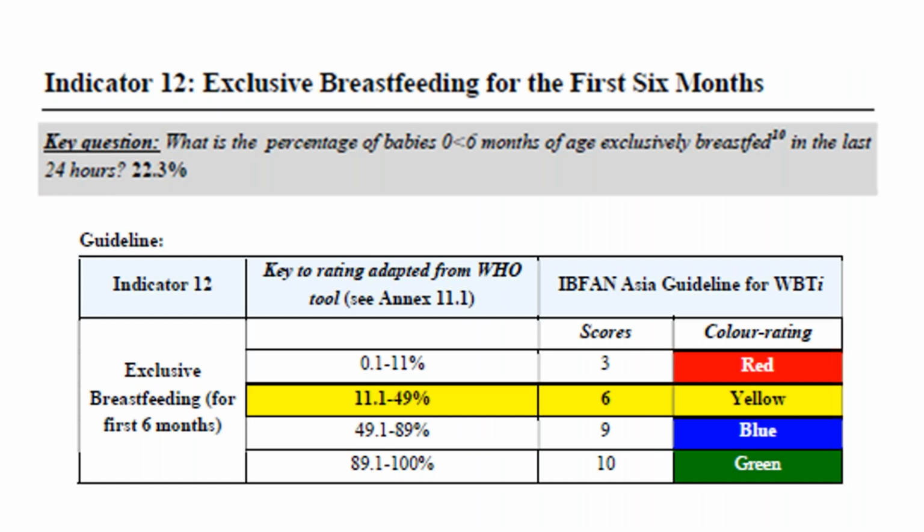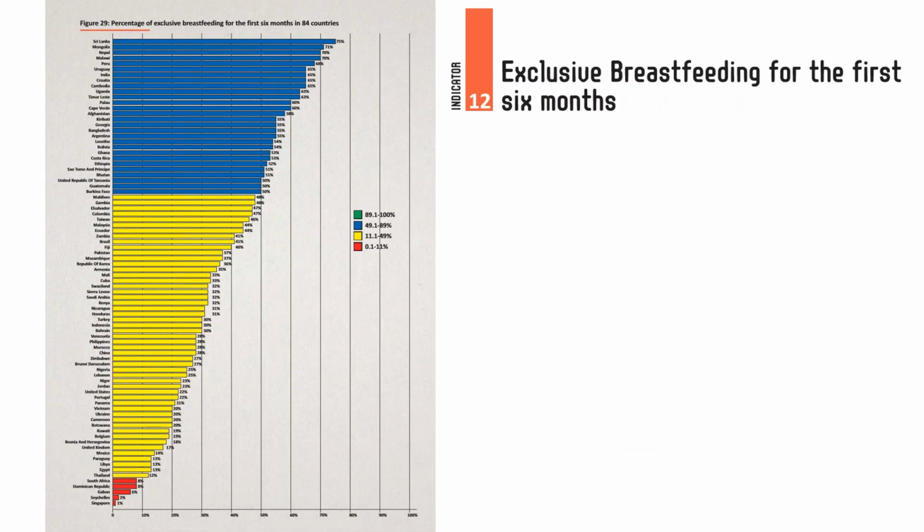Question number 12, exclusive breastfeeding for the first 6 months. We scored in the yellow. In asking the question, what percentage of babies 0 to 6 months of age were exclusively breastfed in the last 24 hours? Our number was 22.3% in 2016, and we scored in the yellow. And here we are in the bottom third of the yellow.